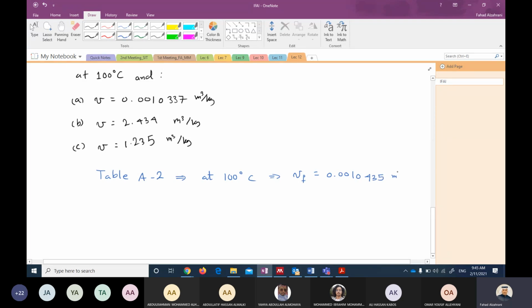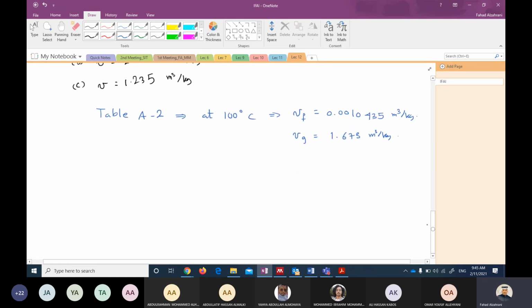10435 meter cube per kilogram. Did you get it, guys? Do you know where this is? Yes. Okay, my VG is 1.673 meter cube per kilogram. Okay, excellent. Now I have the VF and VG at 100 degrees Celsius.